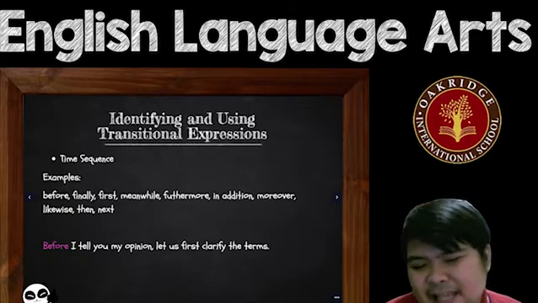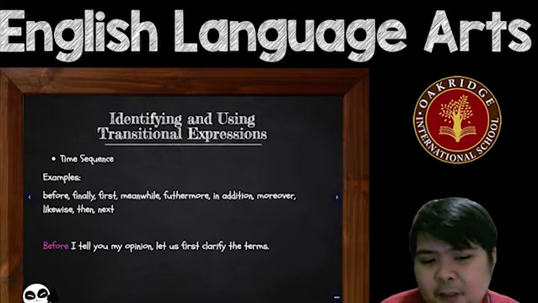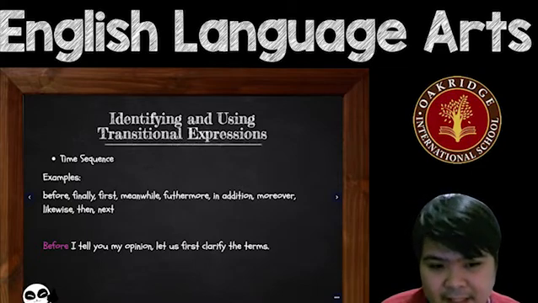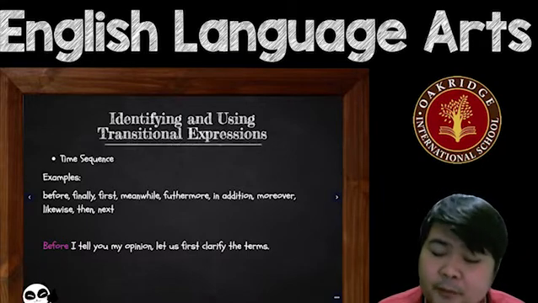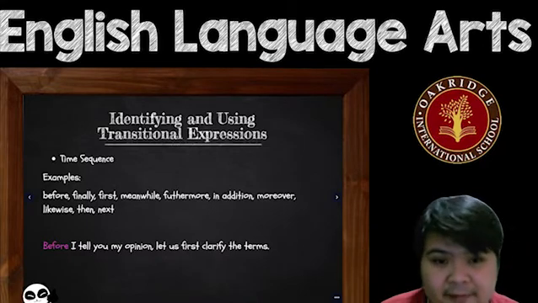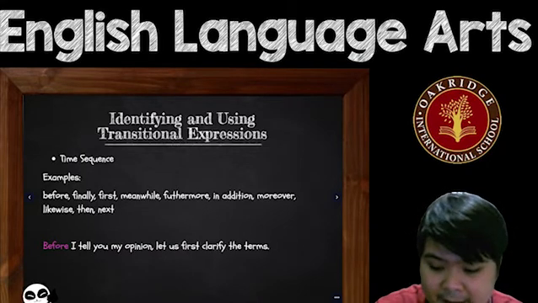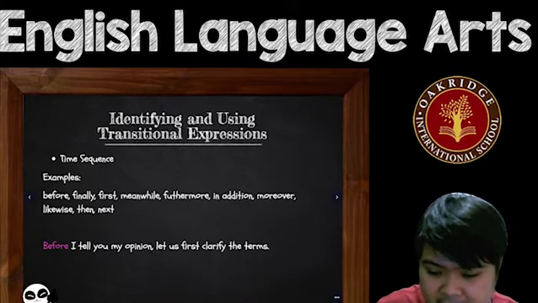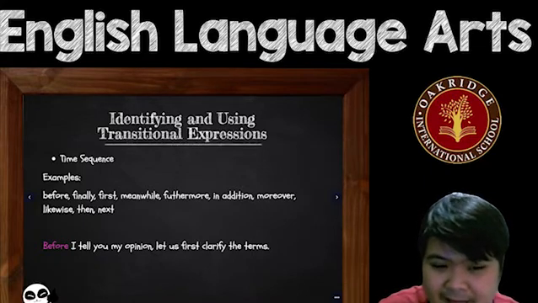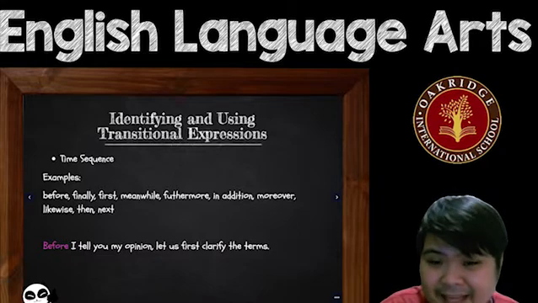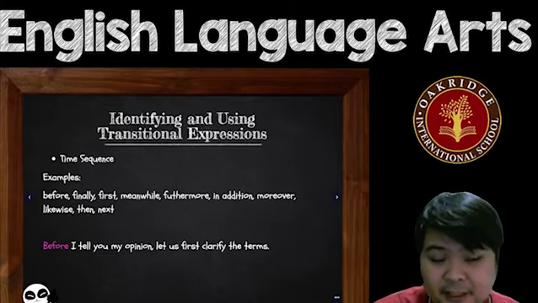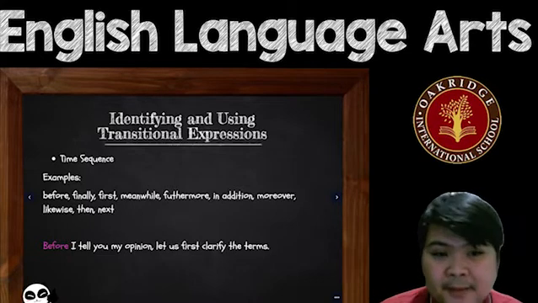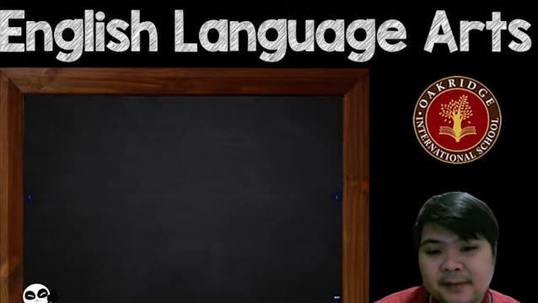Like for example, how do you use before? Before I tell you my opinion, let us first clarify the terms. I actually used two different time sequences there, but let's go through the first one that I used, before. So before anything else, alright? That's how it works. So that means what we're going to discuss is not going to happen first. Rather, this is what's going to happen. It's going to happen after. After what? Clarifying the items or the terms. That's how you use the time expression for time sequence.